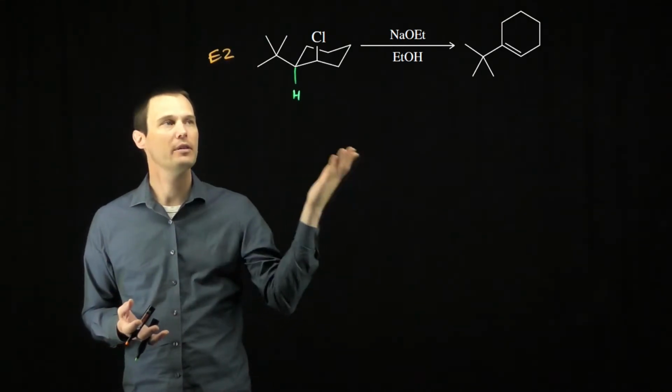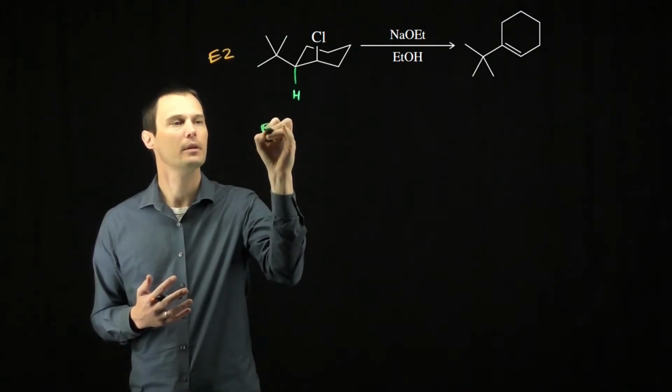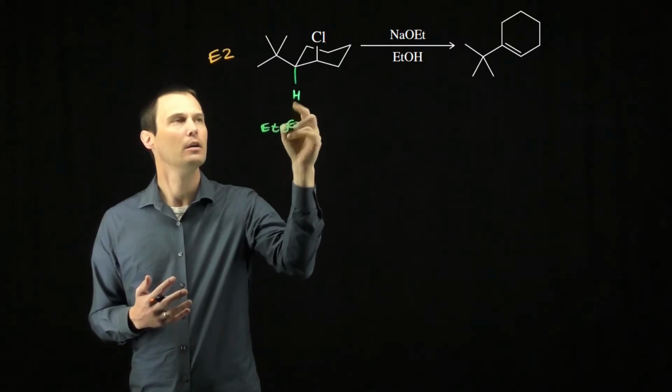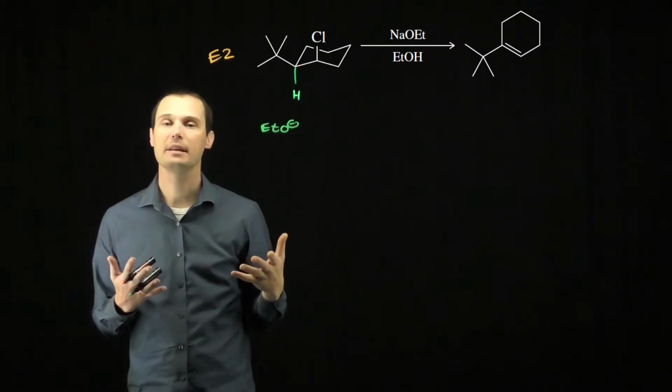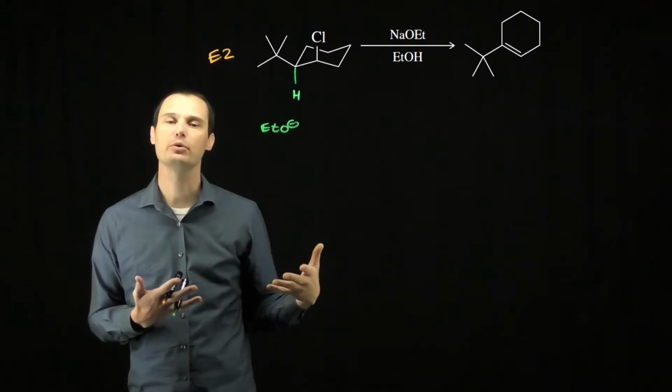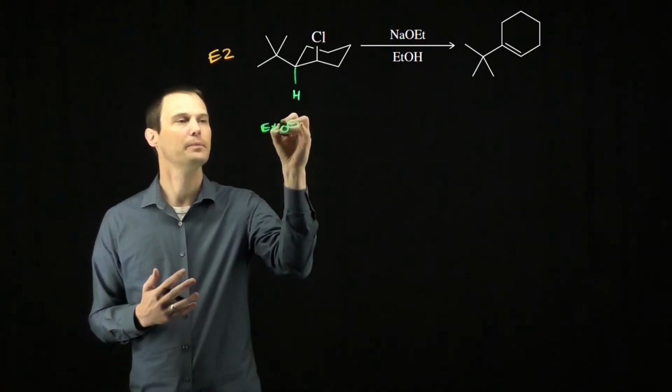In an E2 pathway, the base directly attacks the beta hydrogen. I have the beta hydrogen drawn in here. There are 2 beta carbons in this molecule, one on either side of the alkyl halide. Zaitsev's rule tells us that we'll form the most substituted, most stable alkene product. So we will take this beta hydrogen.